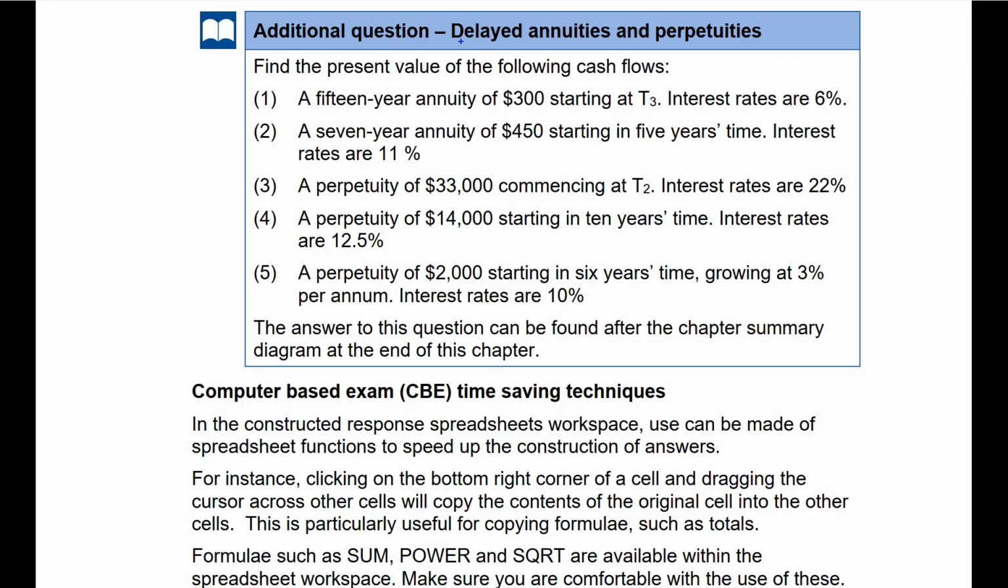Finally, we have some more questions related to delayed annuities and perpetuities. These questions are for your home assignment and I am expecting your answers after this class.